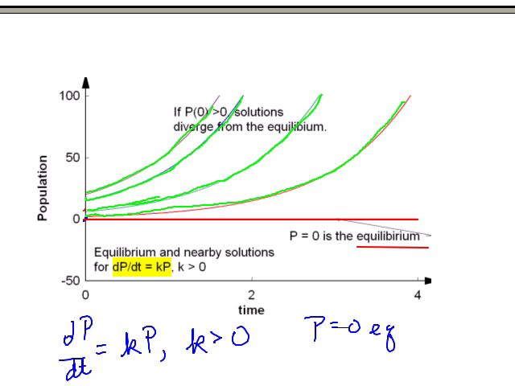The nearby solutions do not converge to that line of equilibrium like they did for Newton's law of cooling. Instead, they diverge away from the equilibrium solution. So this p equals 0 is an unstable equilibrium. Nearby solutions move away from it. They do not move towards it.